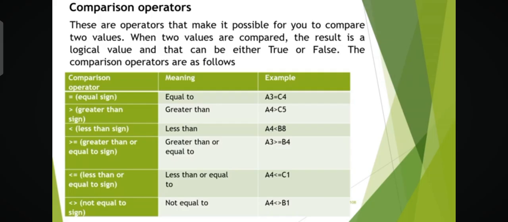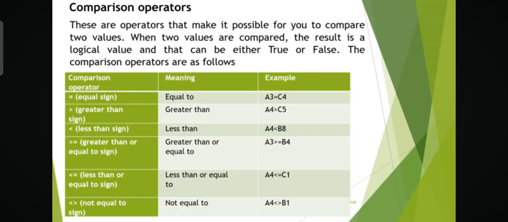Okay. So if we had values inside cells and we were comparing them, we will either get true or false. Then we have greater than or equal to, which says that the value we are looking at in cell A3 is either greater than or equal to the value in cell B4. Okay, that's what we are talking about. Then less than or equal to means that the value we see first, in cell A4, is less than or equal to the value in cell C1.